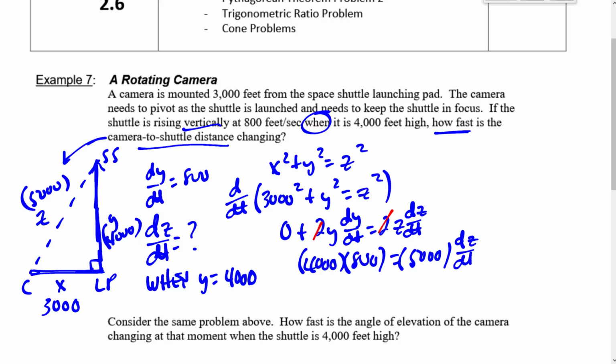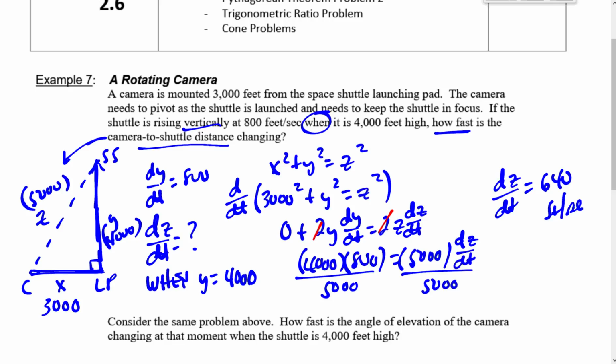dz dt, we don't know that. That's what we're looking for. And so we just do the math now. We're going to divide both sides by 5,000 and multiply that out and divide it, and we end up with dz dt is 640, what is this, feet per second.